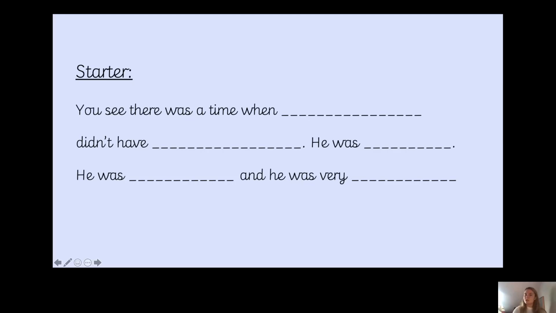You see, there was a time when Lion didn't have a mane. He was big, he was wise, and he was very cold. Fantastic. Well done for remembering that.